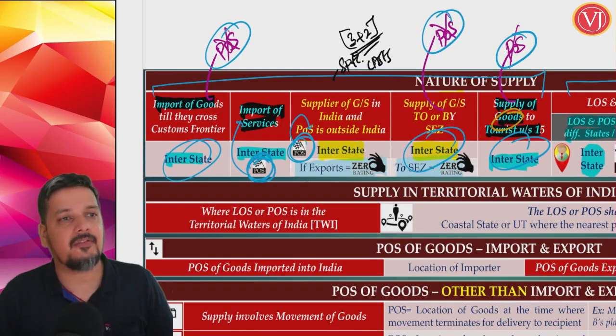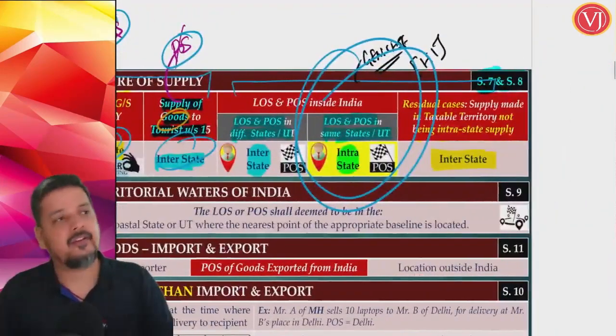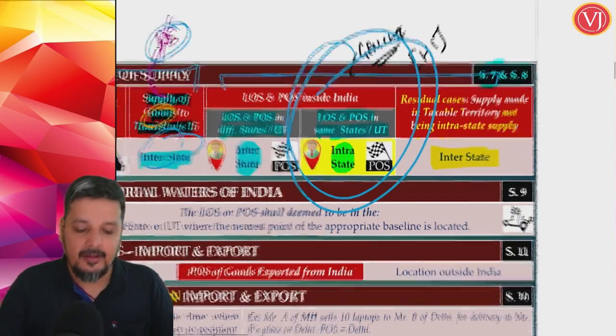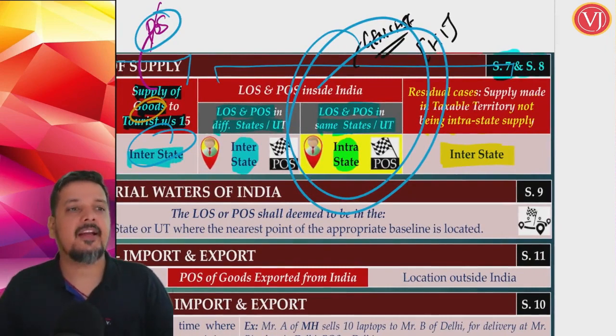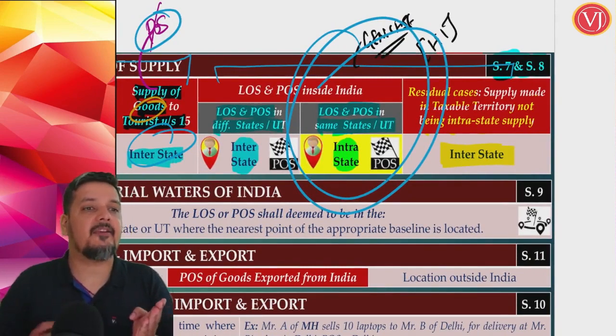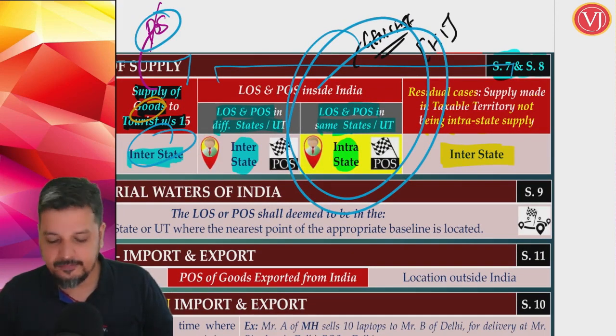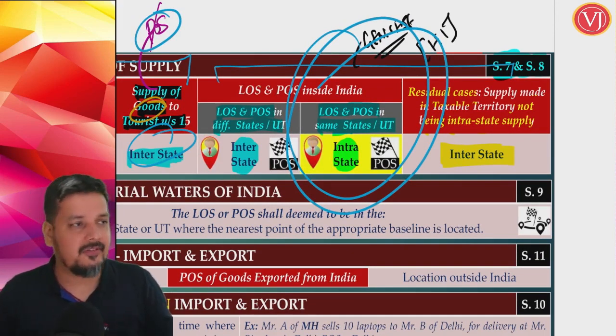In 3 cases, place of supply is not at all required. In 2 cases, place of supply is required, but it is interstate supply. And in the general case, in the exception scenario, if you don't know LOS, POS, it is always interstate supply. If you know it, it may be intrastate, it may be interstate. That is all about sections 7 and 8.